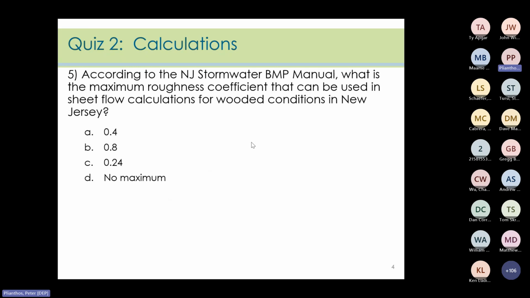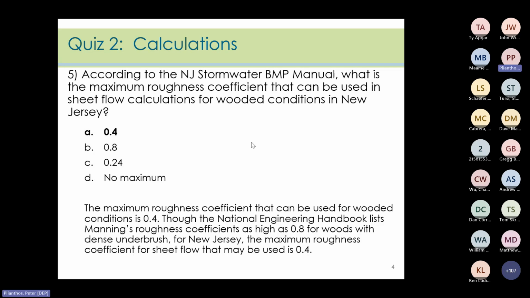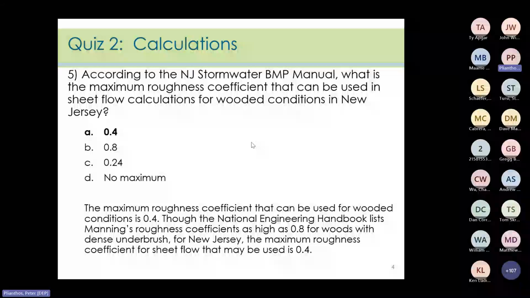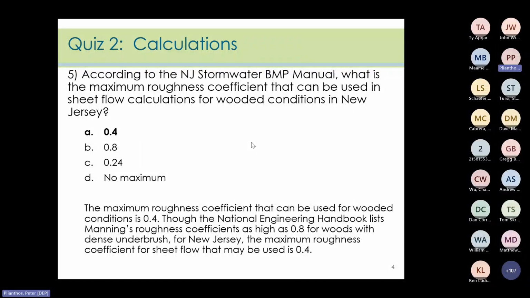All right, question 5. According to the NJ Stormwater BMP manual, what is the maximum roughness coefficient that can be used in sheet flow calculations for wooded conditions in New Jersey? And the correct answer is 0.4. The maximum roughness coefficient that can be used for wooded conditions is 0.4.